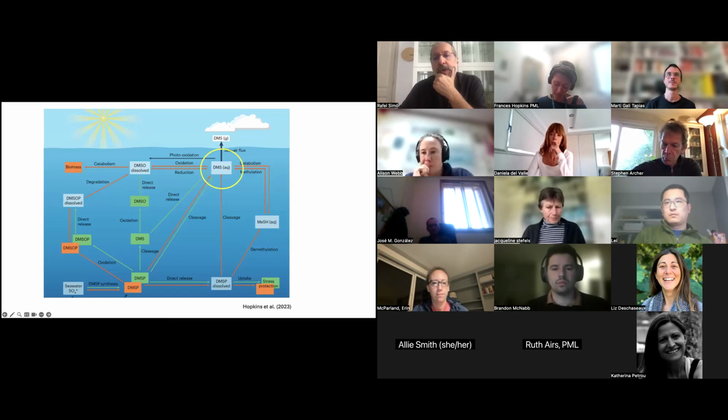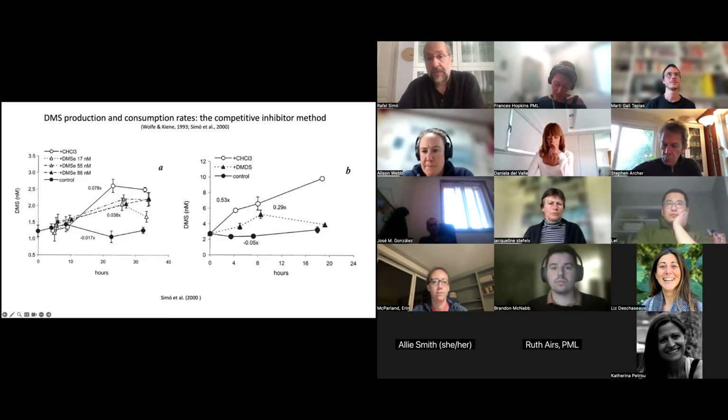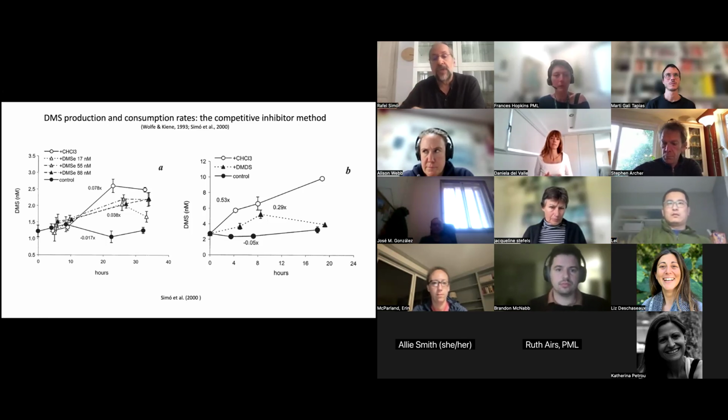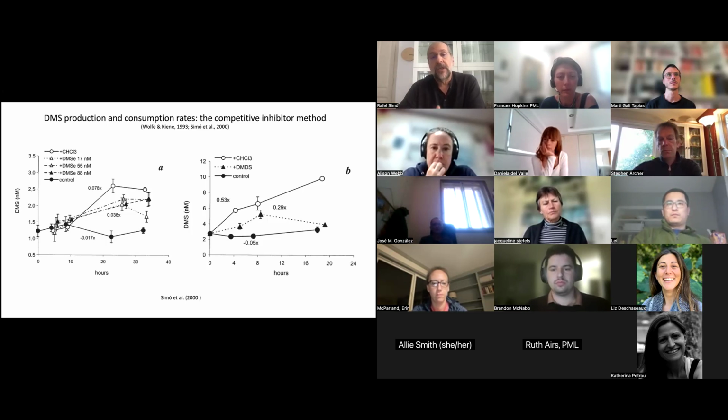Then we can do a similar thing for DMS. So again, use a competitive inhibitor method, and Wolf and Keen already tried a full list of different compounds for their efficiency in blocking or inhibiting DMS consumption, bacterial or microbial DMS consumption. And I also tried several compounds some years later.